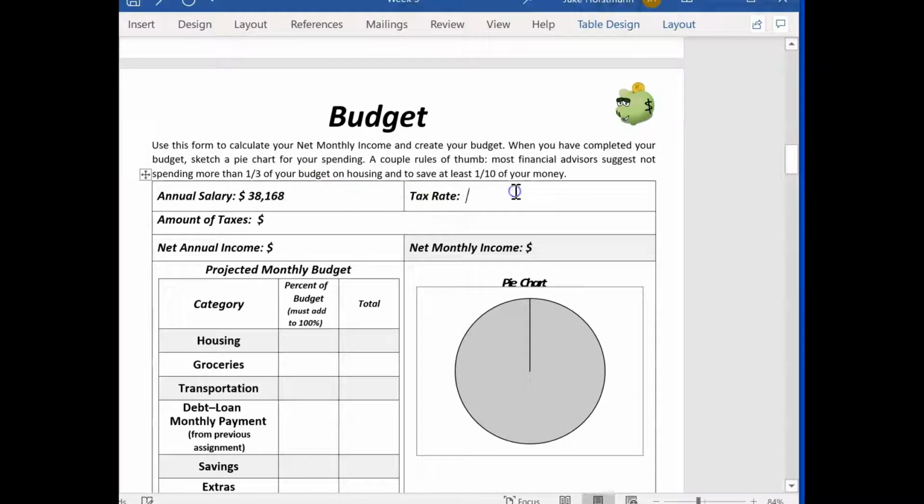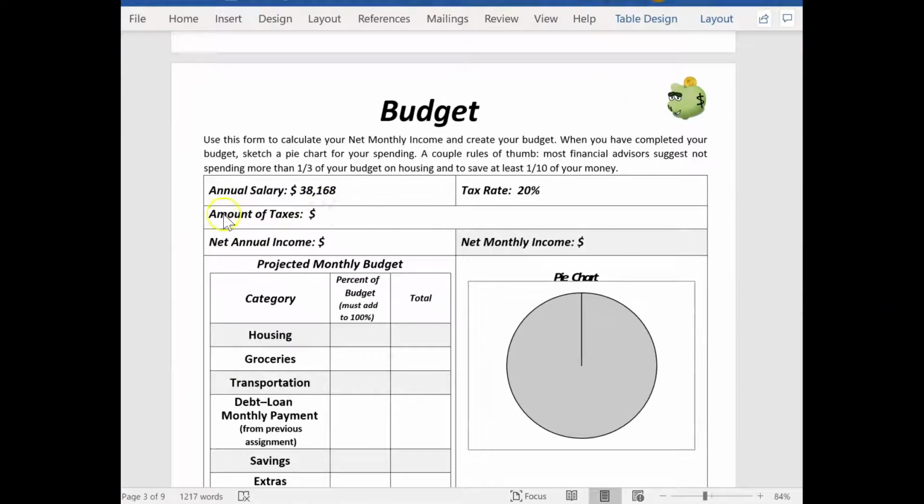And then we all agreed, well, I agreed, that our tax rate is going to be 20%. So our next step is to actually calculate the amount of taxes. So what that says is out of my annual salary, if I have to pay 20% tax, what is the amount of that? So what is 20% of 38,168? So what we need to do is actually convert 20% into a numerical value.